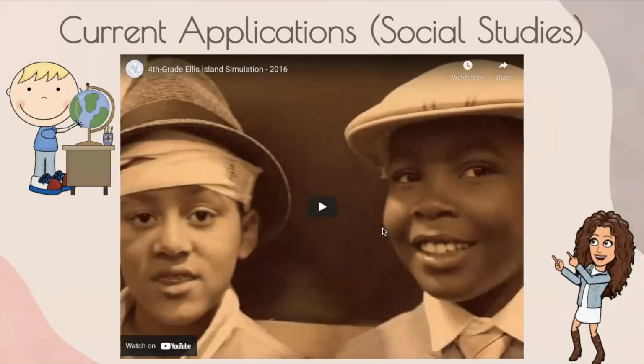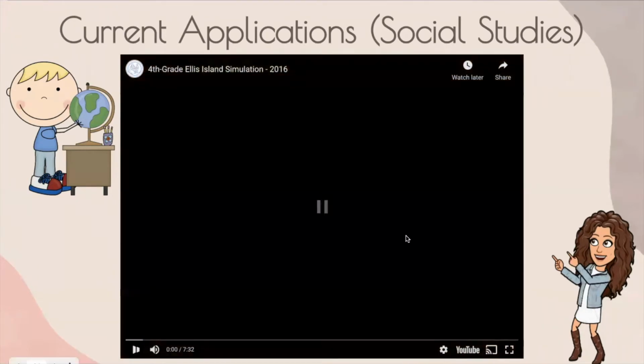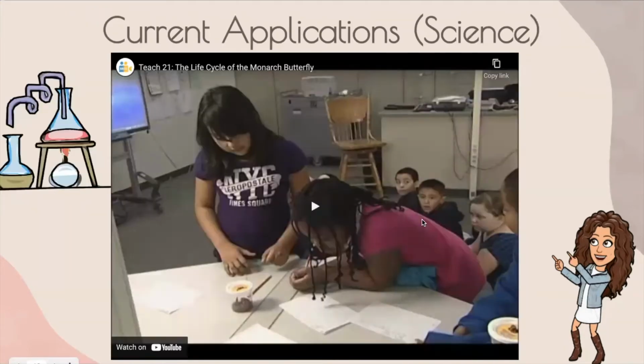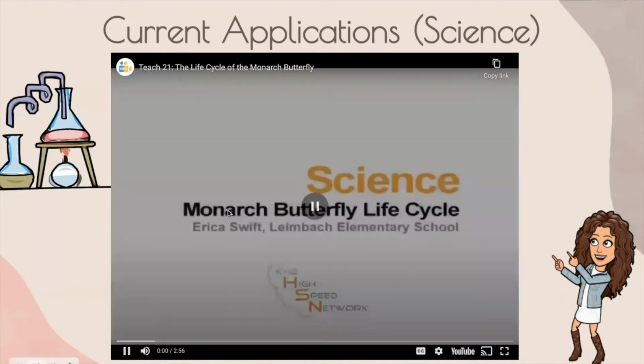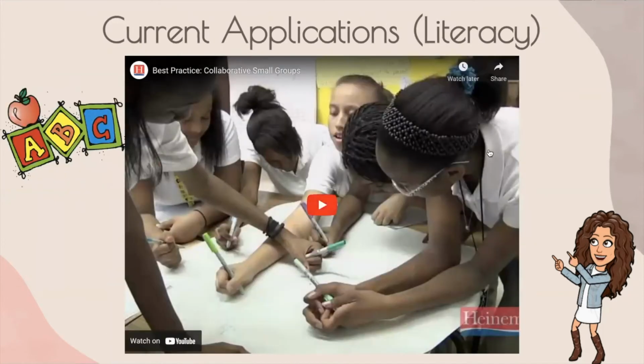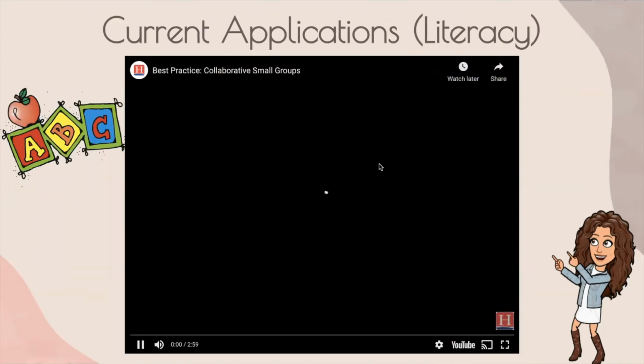This is a real-world application of social studies where the students are doing role-playing through the Ellis Island simulation. This is real-world application of science while the students are doing experimentation and observation through the life cycle of a monarch butterfly. This is real-world application of literacy while students are collaboratively working in small groups.